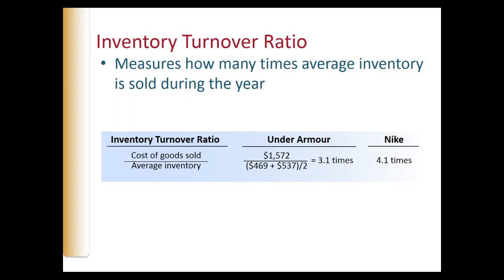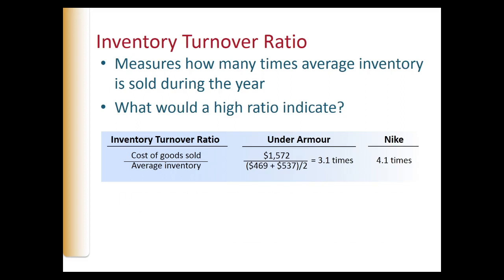Now, the inventory turnover ratio measures how many times on average a company sells its entire inventory during the year. A high inventory turnover ratio usually is a good sign. It indicates that the inventory is selling quickly. Less cash gets tied up in inventory and the risk of outdated inventory is much lower. However, an extremely high inventory turnover ratio could be a sign the company's losing sales due to inventory shortages.